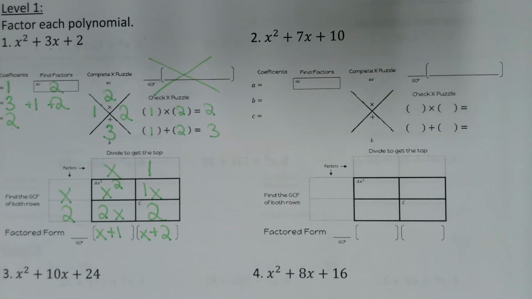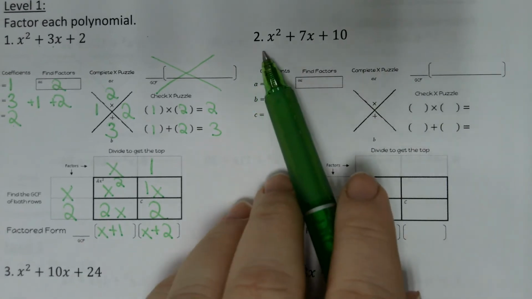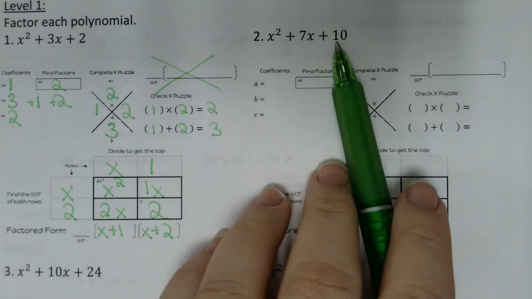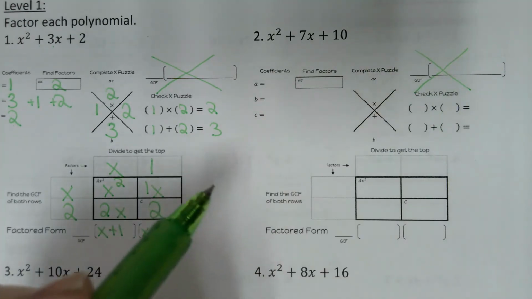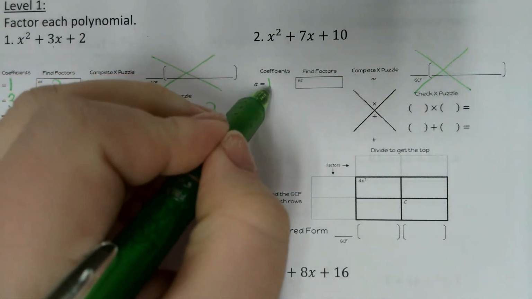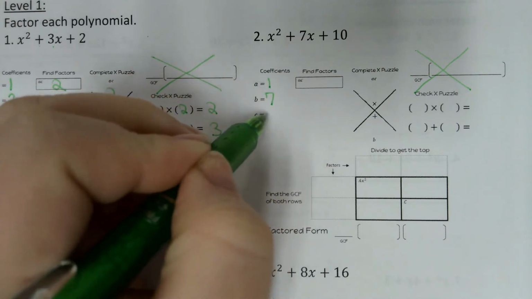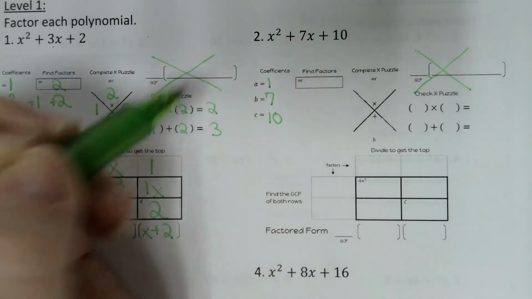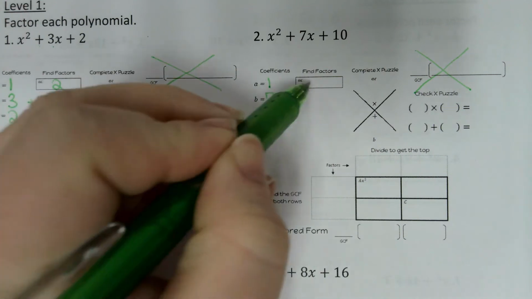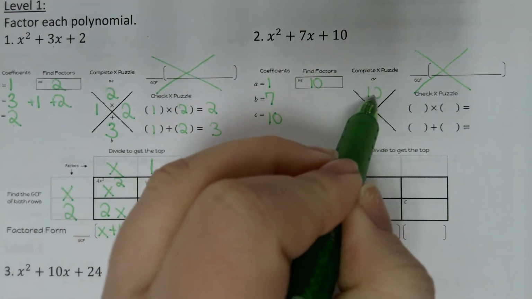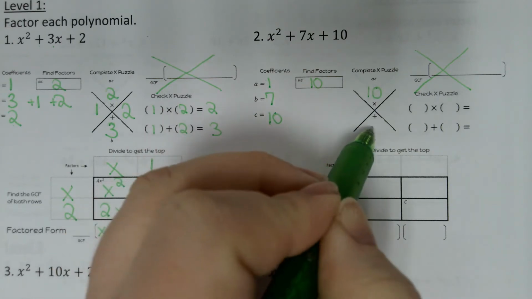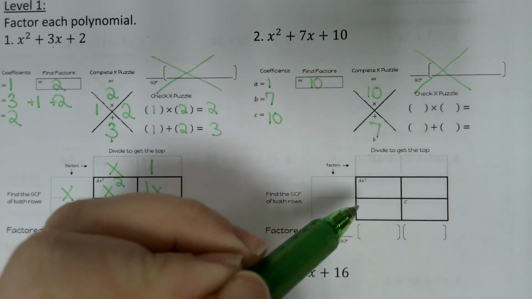For number 2, we first check to see, can I take something out of all of these pieces? And I can't, so I don't need to include a GCF. We'll label A as 1, B is 7, and C is 10. A times C is 10. So 10 becomes the top of our x, and 7 becomes the bottom of our x.